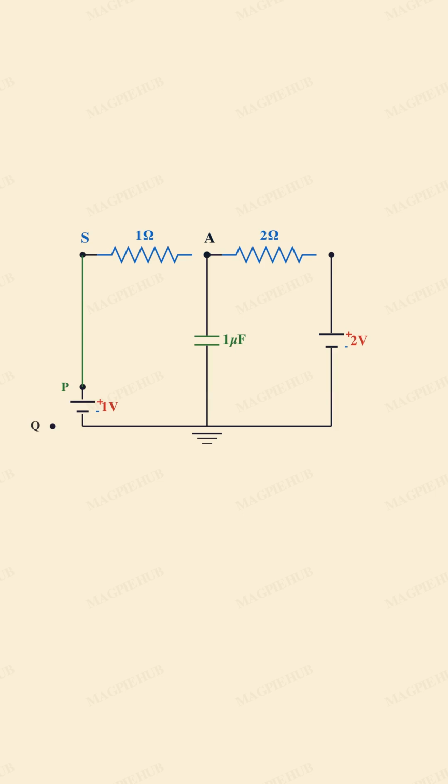When switch S is at position P, current flows through both resistors. With switch S at P, let us see the current flow. Current flows from the 2 volt battery, through the 2 ohm resistor, to node A, then through the 1 ohm resistor, and back through the 1 volt battery. At steady state, no current flows through the capacitor.